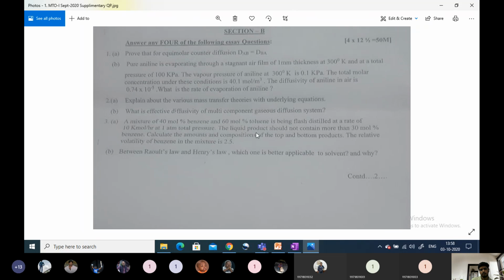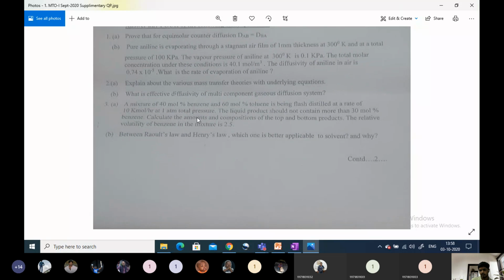This is out of syllabus, multi-component, we don't have it, so don't worry. And this also, I think we solved, a mixture of 40% benzene and 60%. So flash vaporization, we solved this one. Then the difference between Raoult's law and Henry's law, which one is better applicable to solve it and why? This is a somewhat different question. Instead of just differentiating between Raoult's law and Henry's law, they are asking which law is better applicable for solvent, and why. So you just find out the answer. It is a very interesting answer. Just find that out.